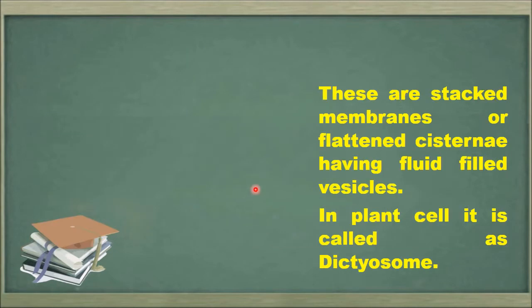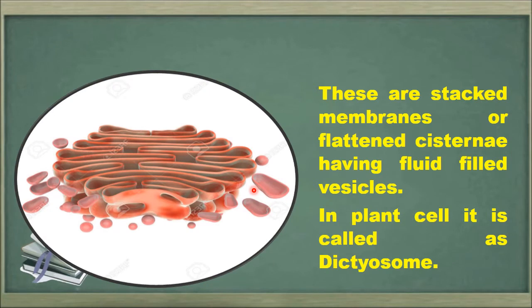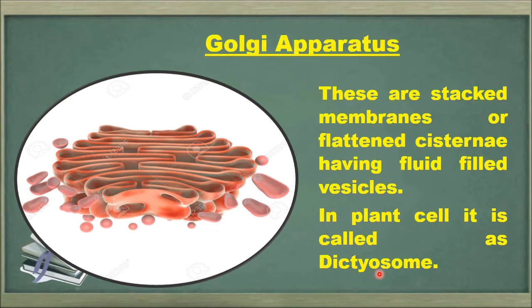Next is the Golgi body. So this is the diagram of a Golgi body. These are stacked membranes or flattened cristae having fluid filled vesicles. These separate parts, the small structures, are the vesicles. In plant cell, it is called dictyosomes. So in plant cell, it is given a separate name, dictyosomes. So Golgi apparatus. This is the picture. Let's move further.